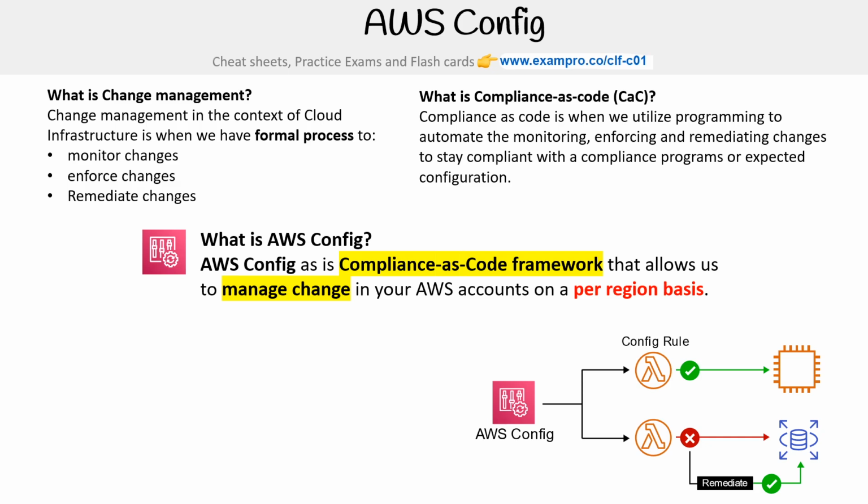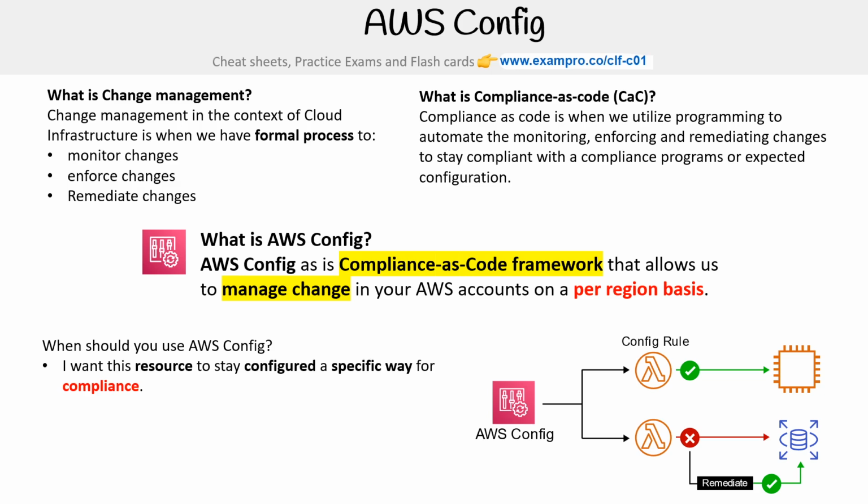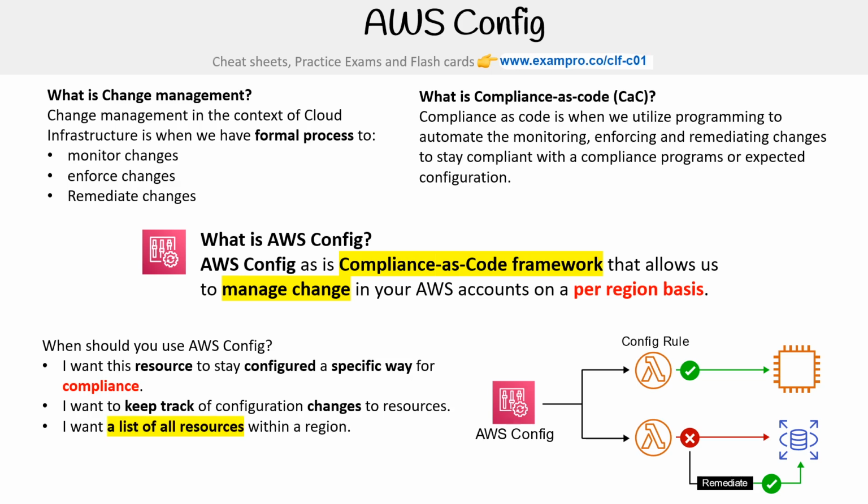So when should you use AWS Config? Well, this is when I want this resource to stay configured a specific way for compliance. I want to keep track of configuration changes to resources. I want a list of all resources within a region, and I want to analyze potential security weaknesses, and you need detailed historical information. So there you go.